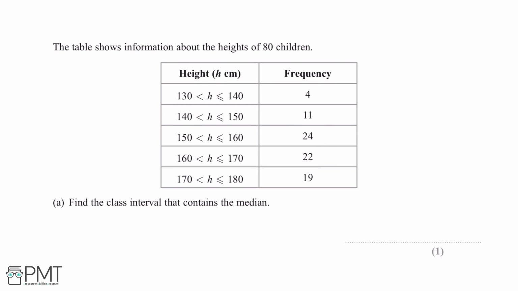The table shows information about the heights of 80 children. Find the class interval that contains the median. So the first thing we'll need to know is what the median is. The median is the middle value when they are arranged in ascending order.